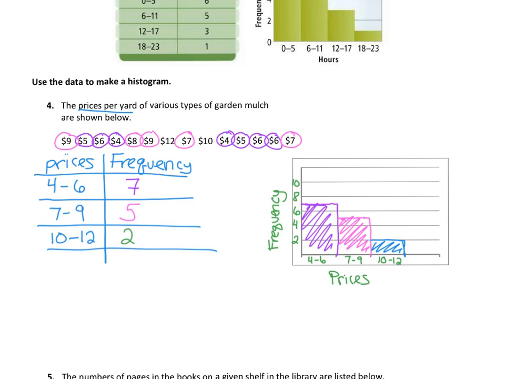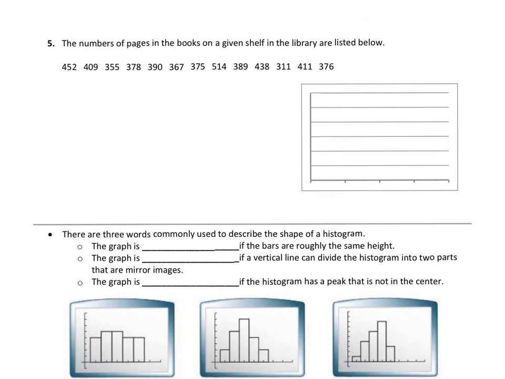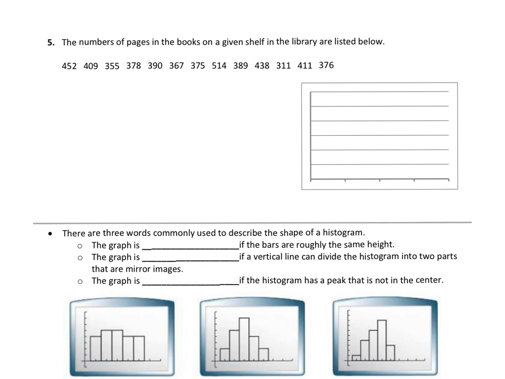We could also give this a title. All good graphs typically have a title. So let's add a title as well. Frequency per price of garden mulch. So I have a title and I have labels on both my axes, which is what makes for a really good graph.